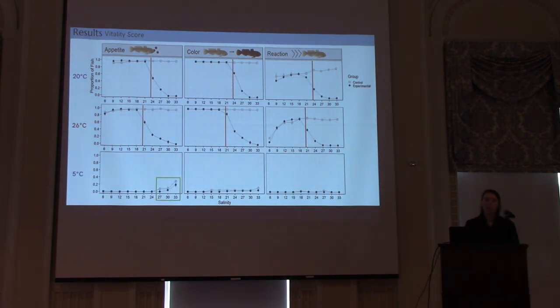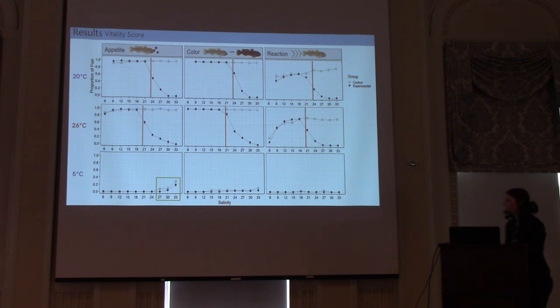Lastly, the cold water tanks yielded some very interesting results. You can see for the first 7 weeks of the trial, experimental and control gobies were not eating in those tanks, and then starting at week 8, individuals did begin to eat and continue on through the rest of the trial. So there was close to 20% of remaining experimental gobies at 33 parts per thousand that were actually eating, which was very surprising to me.